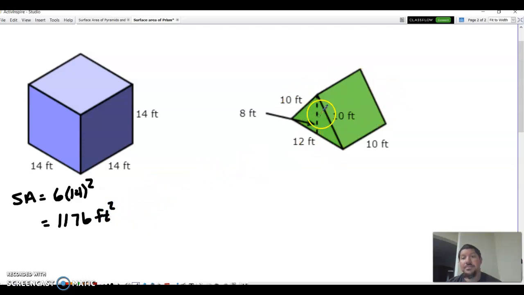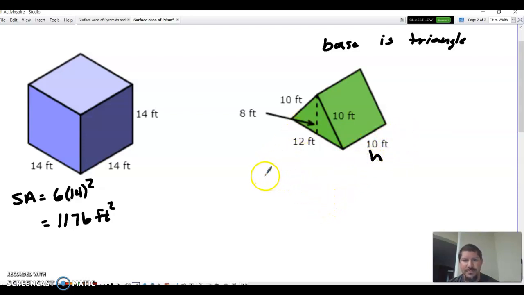Alright, so here's a prism. This is a triangular prism because it's in the shape of a triangle, so that means the triangle is my base. So base is triangle, which means this is my height. That's the key. This is the height of my prism.